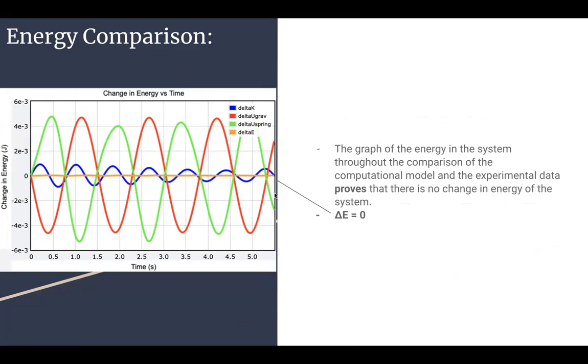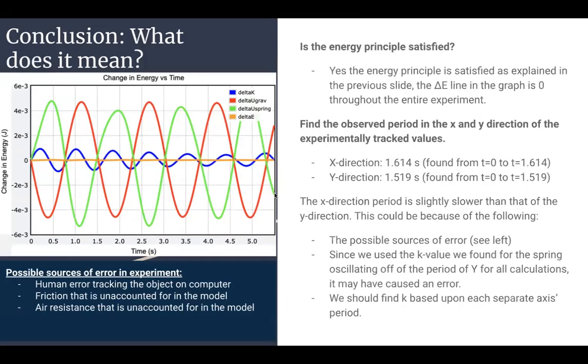Like I was saying, there's no work done on the system, which means the change in energy is going to stay at zero throughout. So to answer the question, what does this mean? Is the energy principle satisfied? Yes, as the delta E line, which is this red or orange one, stays at zero the entire time.